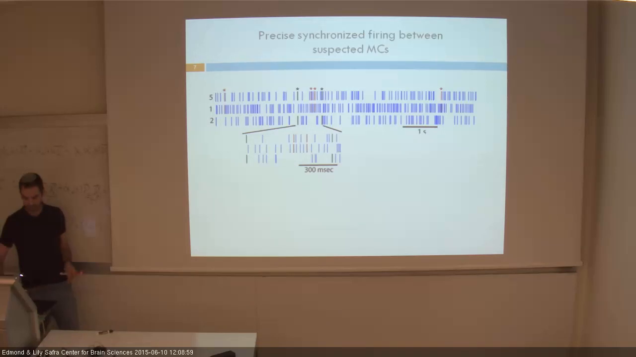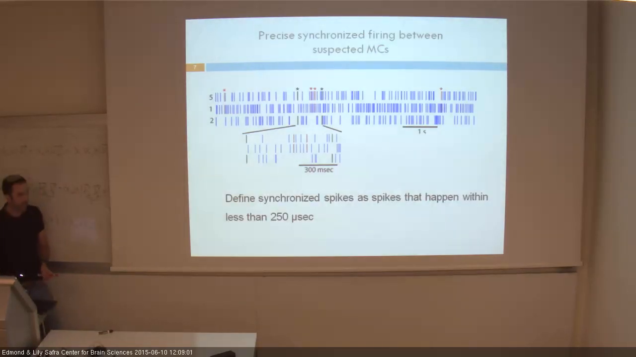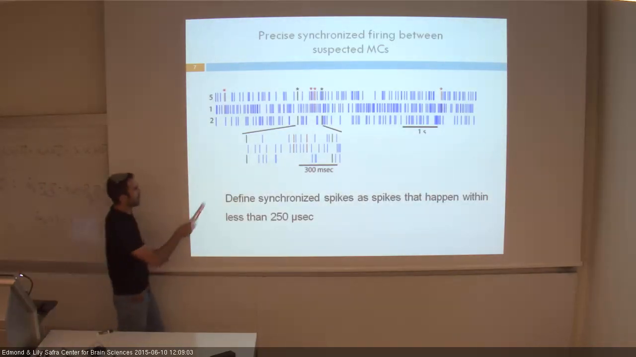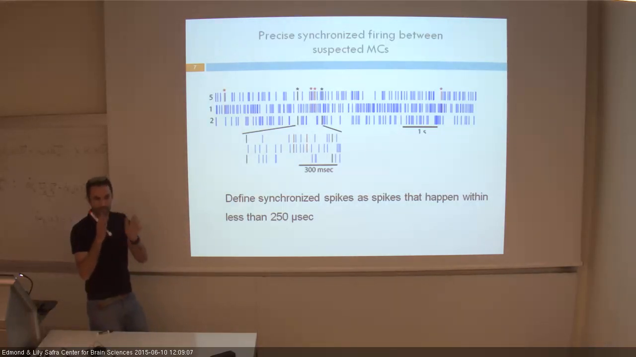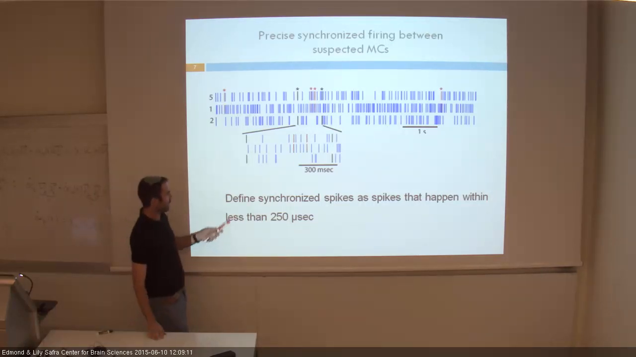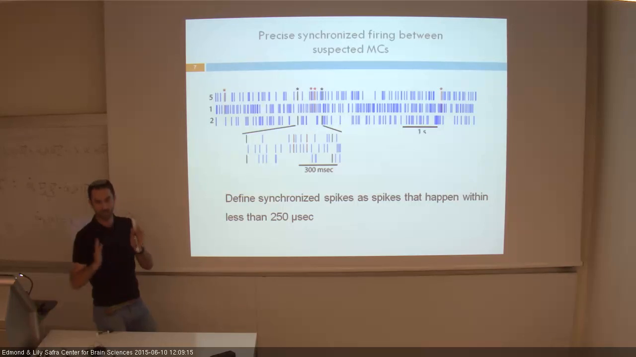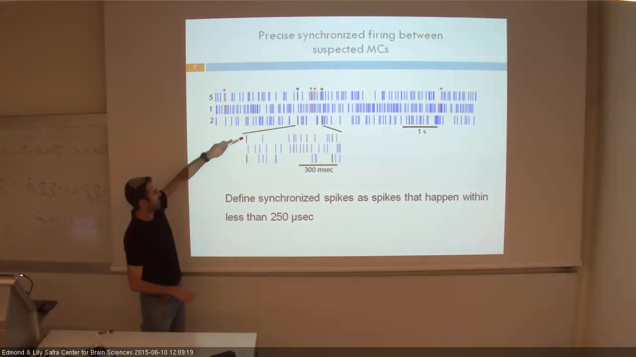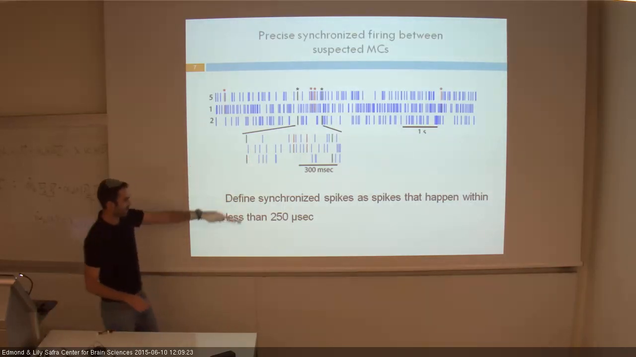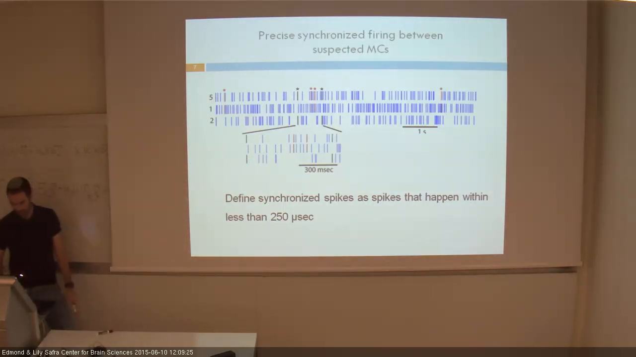So you can think of them as different units. You can imagine that these spikes don't occur at exactly the same time, so they need to define intervals that we call synchronized spikes. Each spike that happens within less than 250 microseconds of a spike in a different unit is a synchronized spike. Okay? So a synchronized spike is one where a different unit has a spike within 250 microseconds.